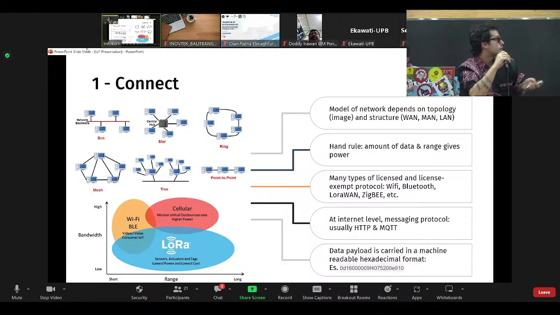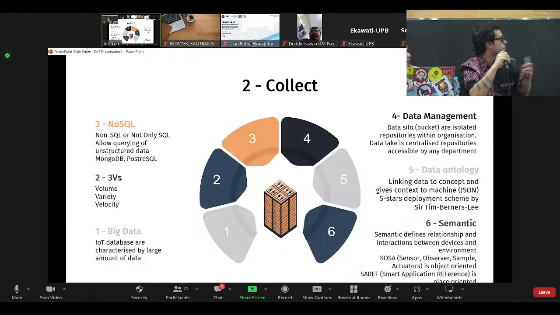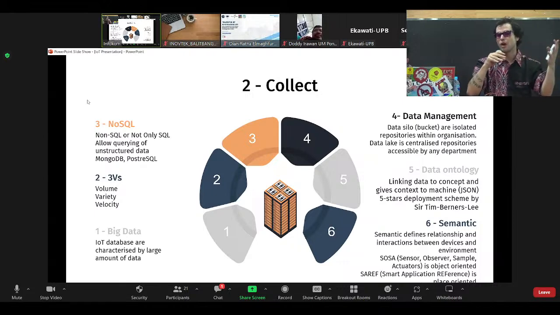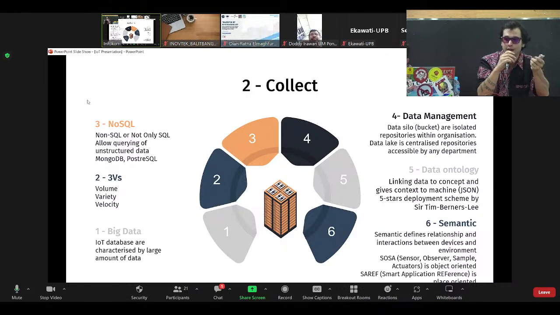Then the last one is the semantic. The semantic is actually preliminary work, and that establishes the relationship between the devices. So it's just a graph. It's not like any programming work you do. You say, for example, device 1 is connected to gateway 1, and actuator 1 is connected to gateway 1, and so on.